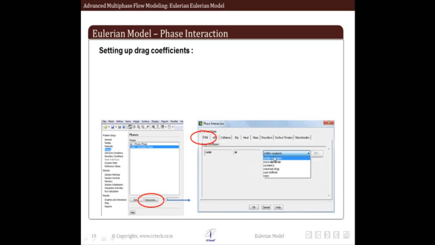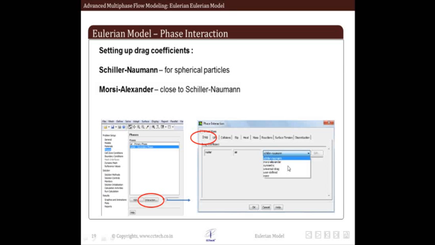There are different ways or methods by which we can define drag. The first among them is Schiller-Naumann. We use this configuration for spherical particles. The next configuration that we can use is Morsi-Alexander, which is very close to Schiller-Naumann, but it is generally not recommended. Also, a symmetric configuration is available. This is for very high secondary phase volume fraction. That is, if the secondary phase volume fraction goes very high, closer to values like 1, we use this symmetric.